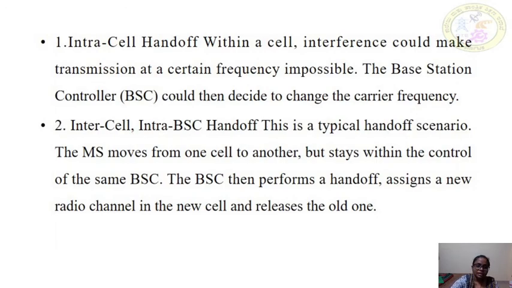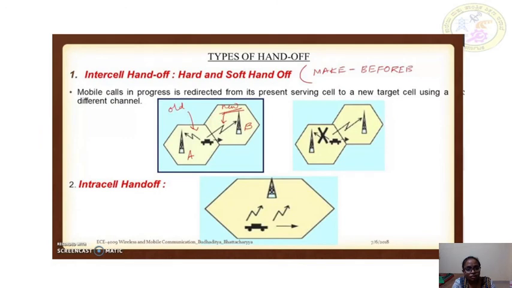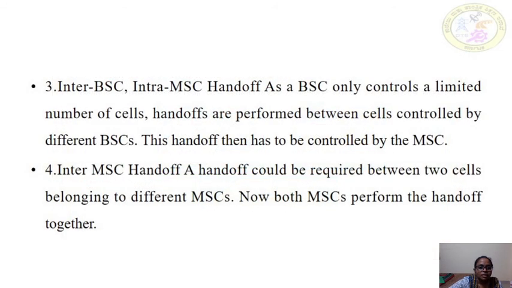Next we switch to a different handoff, that is inter-cell handoff and intra-cell handoff. In mobile calls, a call in progress is redirected from its present serving cell to a new target cell using different channels. Inter-BSC, intra-MSC handoff: as a BSC only controls a limited number of cells, handoffs are performed between cells controlled by different BSCs. This handoff then has to be controlled by the MSC.